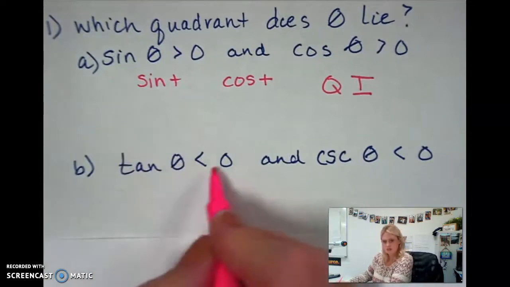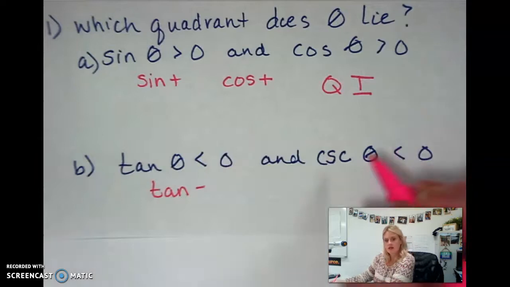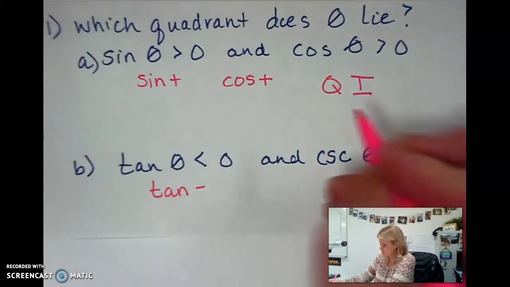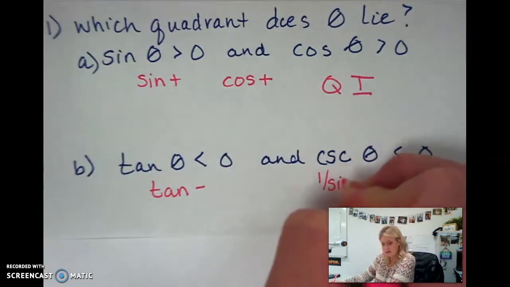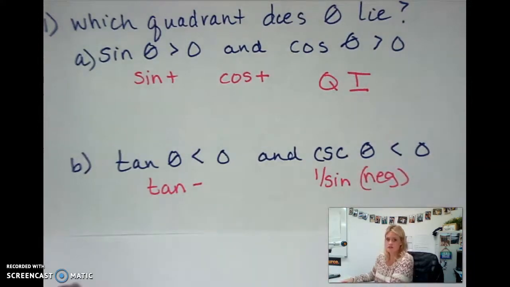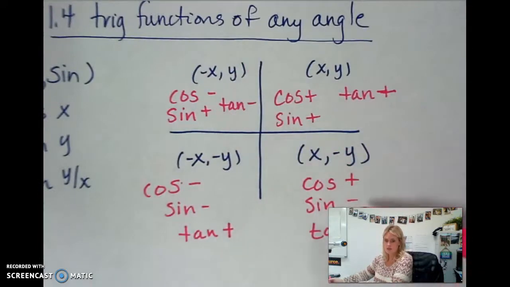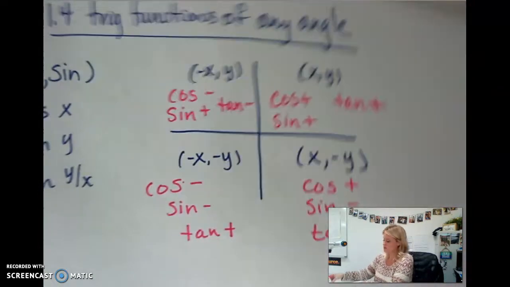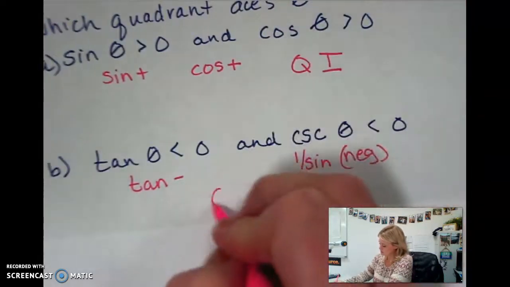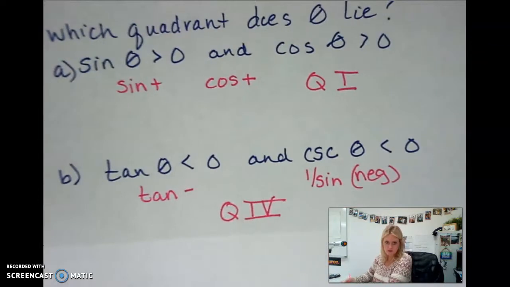When is tangent less than 0? So when is tangent negative? And cosecant, remember, is the reciprocal of sine. And so when is sine also negative, or cosecant negative? Well, tangent is negative in quadrants 2 and 4, but sine is negative in quadrant 4. So we are talking quadrant 4. Okay, so that's a quick review for you.